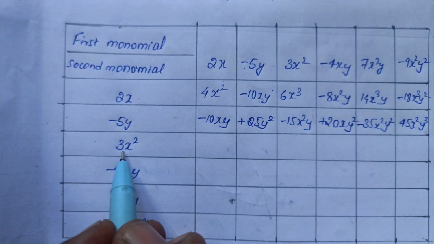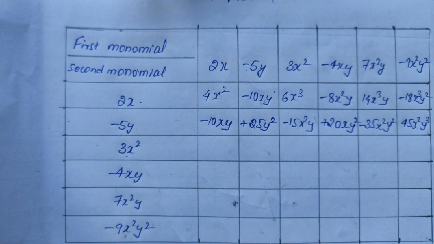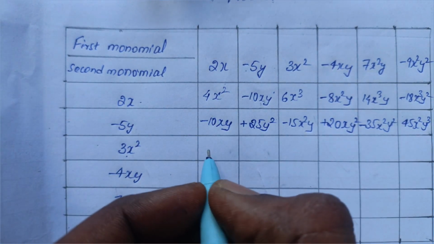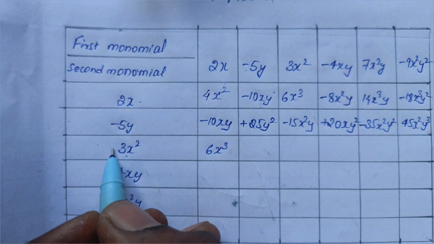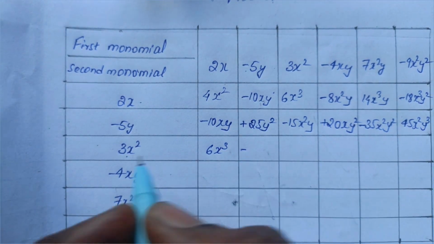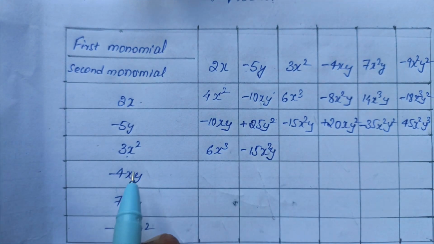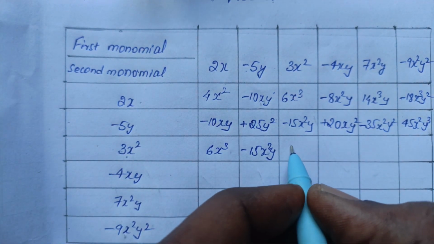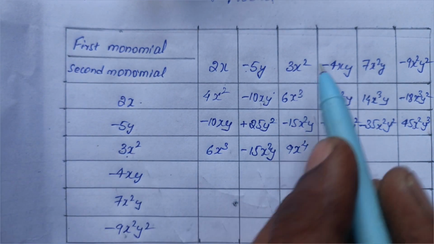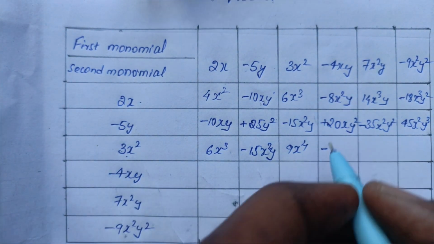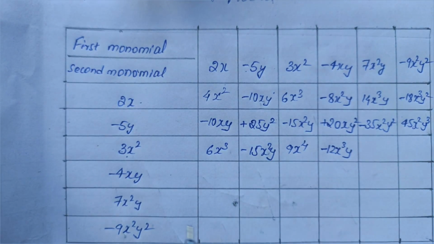Okay, coming down to 3x. So let's solve 3x. 3 into 2, 3 twos are 6. X square into x is x cube. Plus into minus is minus. 3 fives are 15 x square y. Now 3 threes are 9. X square into x square is x raised to 4. Plus into minus is minus. 3 fours are 12. X square into x is x cube y.